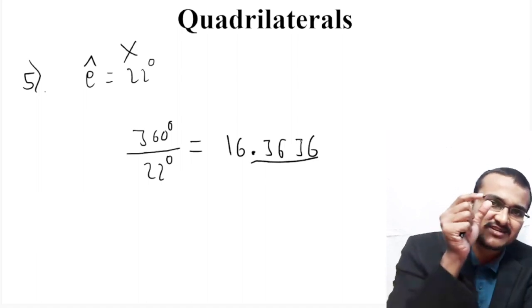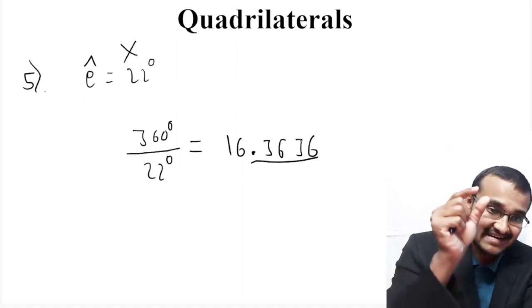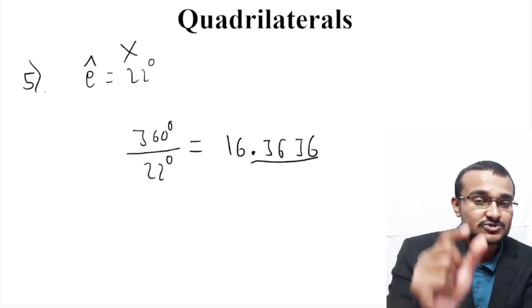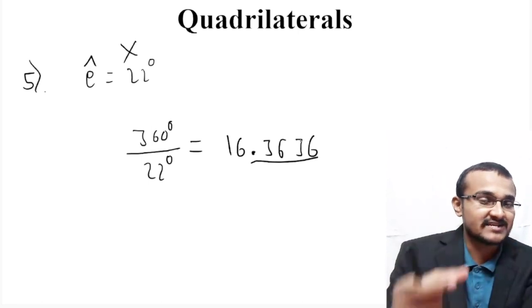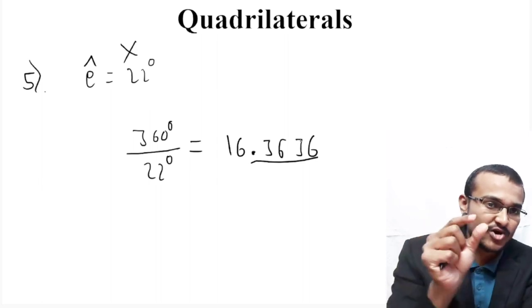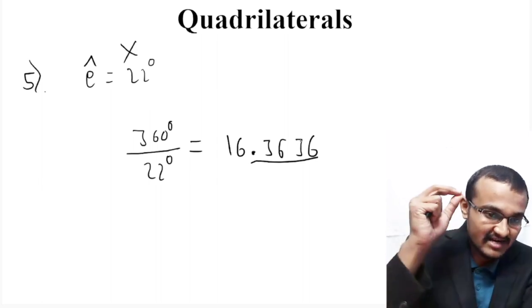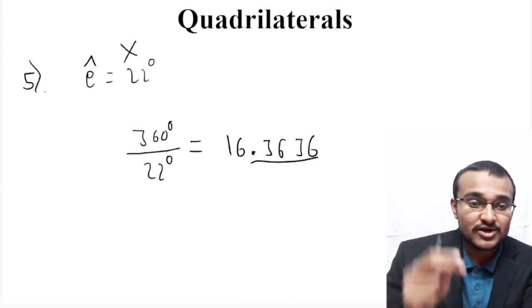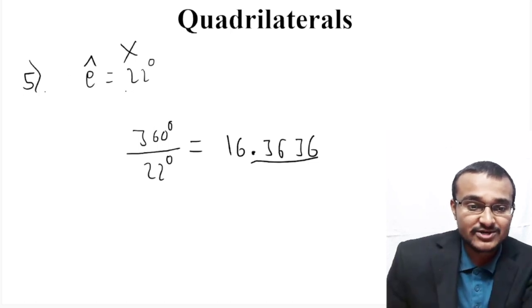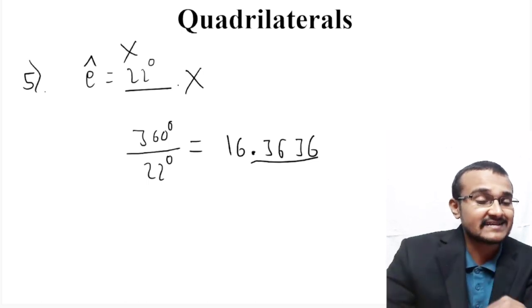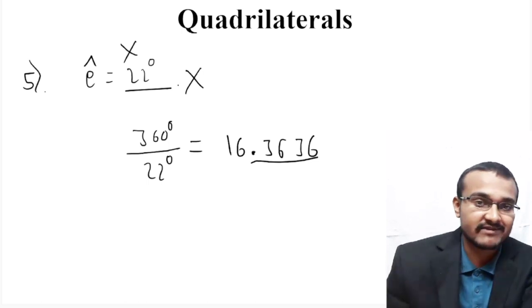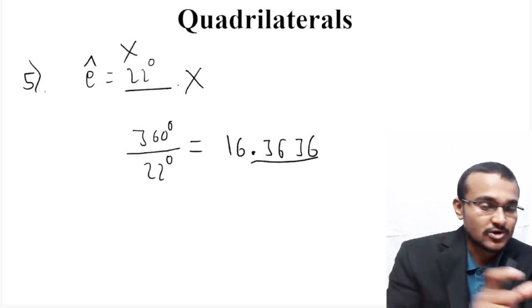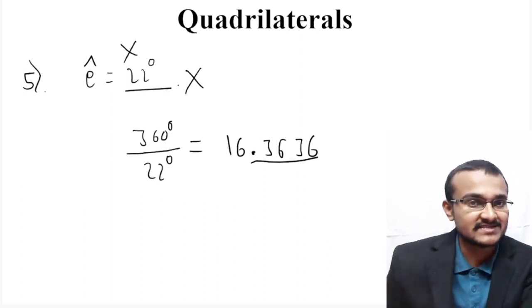Because if you draw even a smaller line segment, that accounts for one full line segment. So it cannot be in decimals. It cannot be in fractions. Whether you take a small or big line segment, it will account for one particular line segment only. It cannot be 0.5 or 0.75 or 0.36 like this. So that shows this 22 degree cannot act as an exterior angle for any kind of regular polygon. So this is not a regular polygon which has 22 degree as its exterior angle.